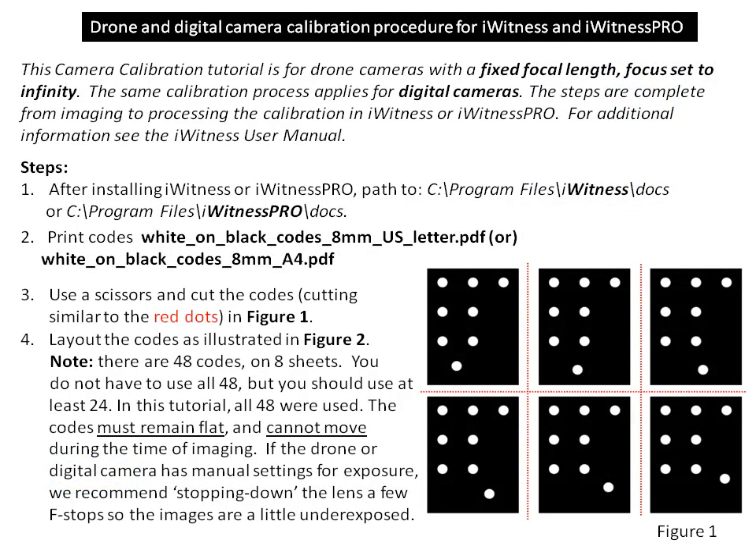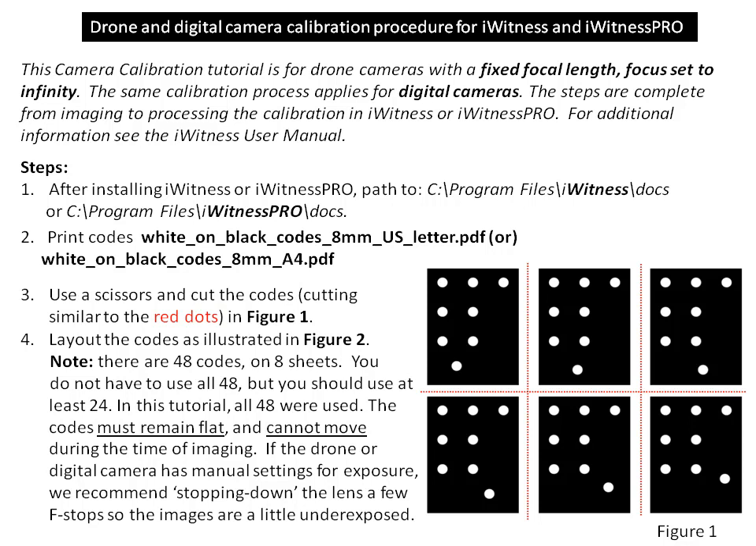This camera calibration tutorial is for drone cameras with a fixed focal length, focus set to infinity. The same calibration process applies for digital cameras. The steps are complete from imaging to processing the calibration in iWitness or iWitnessPRO. For additional information, see the iWitness user manual.